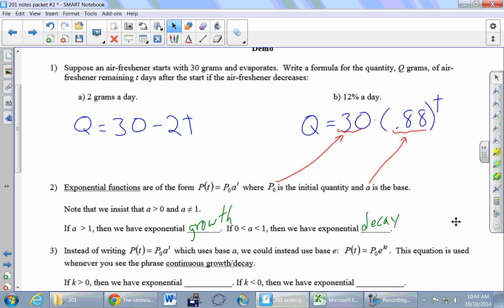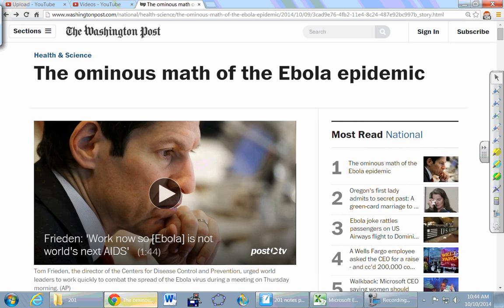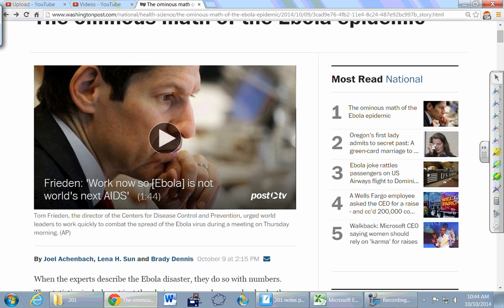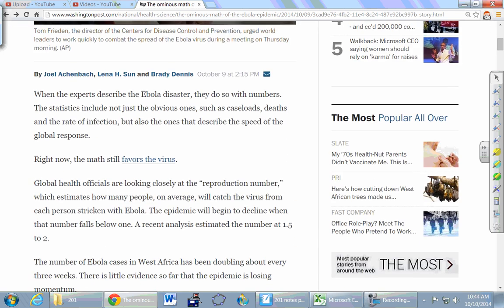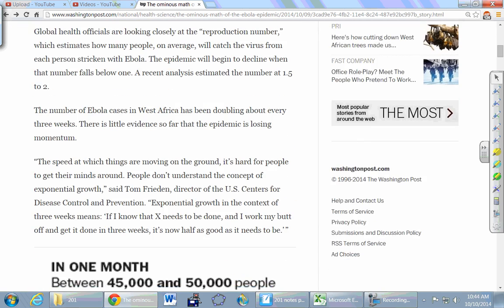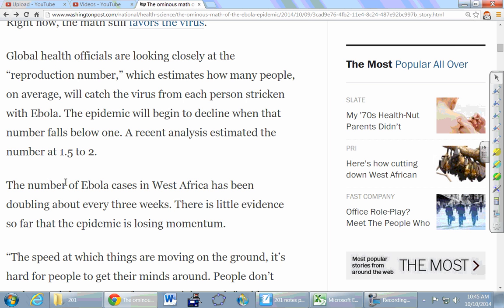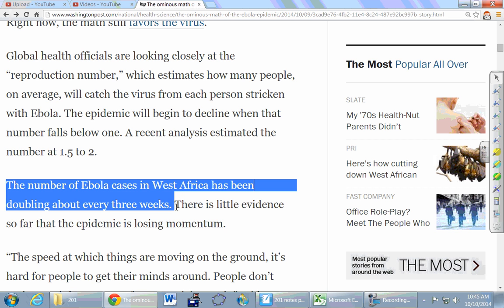So we're going to come back to number 3 in just a minute, but I wanted to pull up an article that I was reading yesterday. So probably you've heard about the Ebola virus in the news recently. And I found this article. This is in the Washington Post. There were a couple of things that I wanted to point out. So first of all, can we read this in the back? Okay, so the first thing I wanted to mention is this right here. It says the number of Ebola cases in West Africa has been doubling about every 3 weeks.